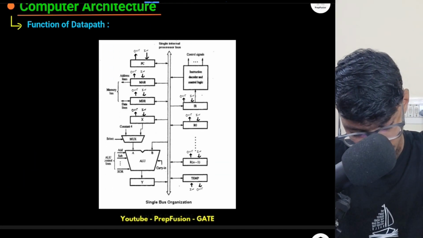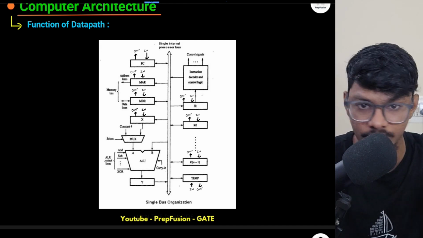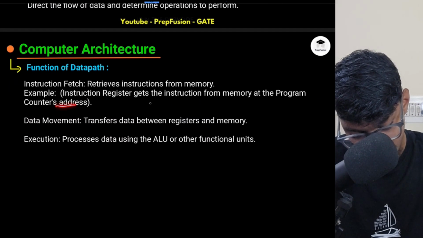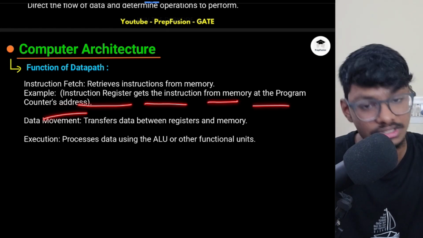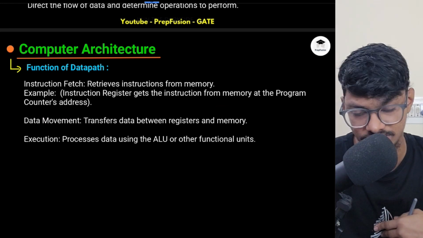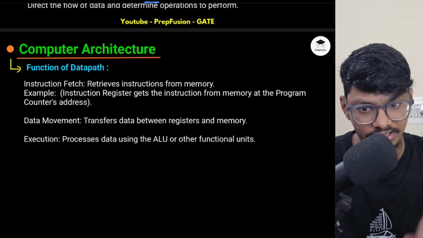Okay. So somewhere in the memory there will be some instruction present, right? I will retrieve it and store it where? I'll store it in the instruction register. So the instruction register gets the instruction from memory at the program counter's value. So the PC will point to memory and I will store it in my instruction register. I will show that with the data path example.